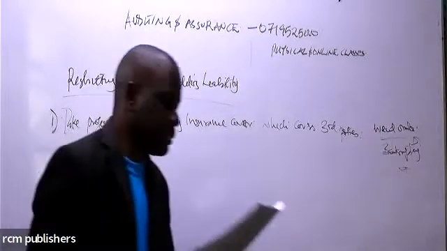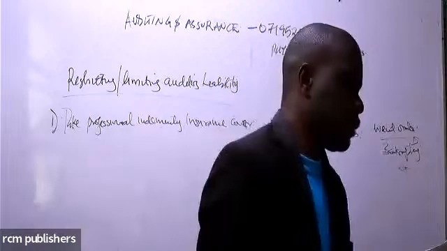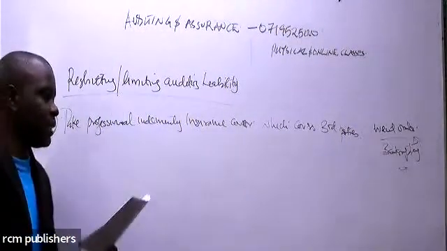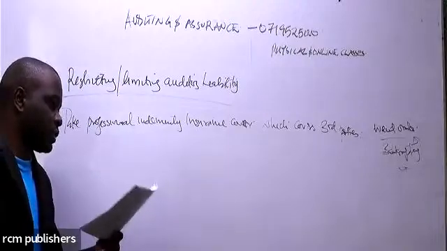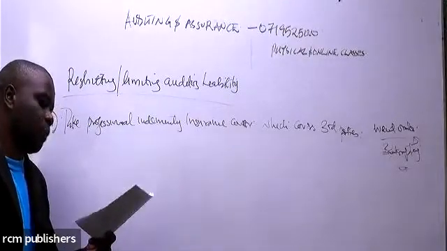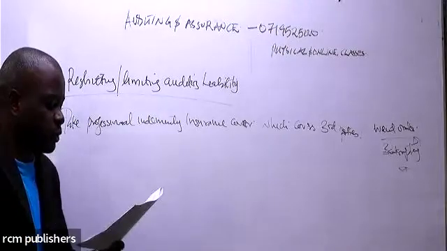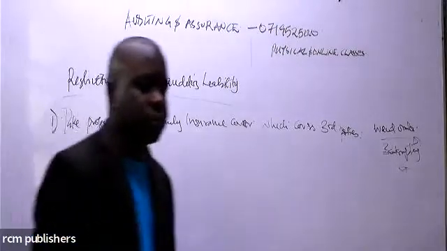Part of the advantages, it provides funds for the innocent party to be compensated for a wrong done against them. So this innocent third party, the lender, will be compensated by the insurance company. It provides protection against bankruptcy of the auditor.